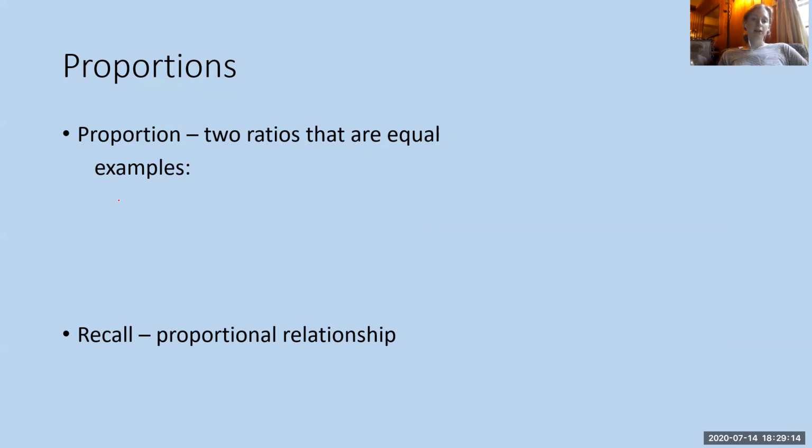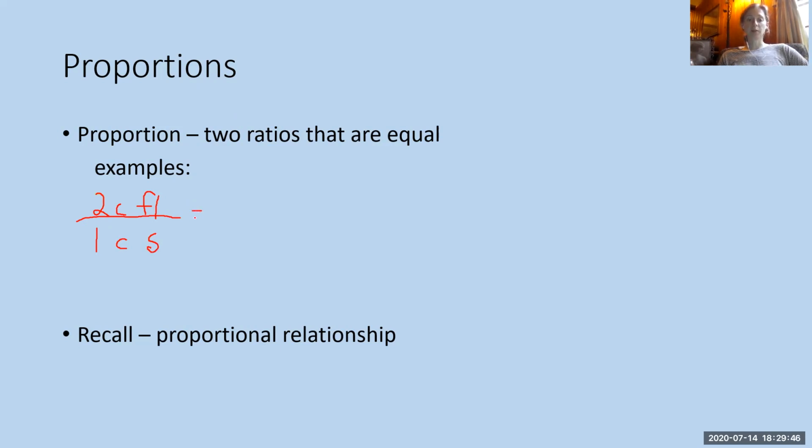Let's say that I am making a recipe for some cookies, and in the recipe it says I need 2 cups of flour for every 1 cup of sugar. I'll just abbreviate that. So 2 cups of flour for every 1 cup of sugar.